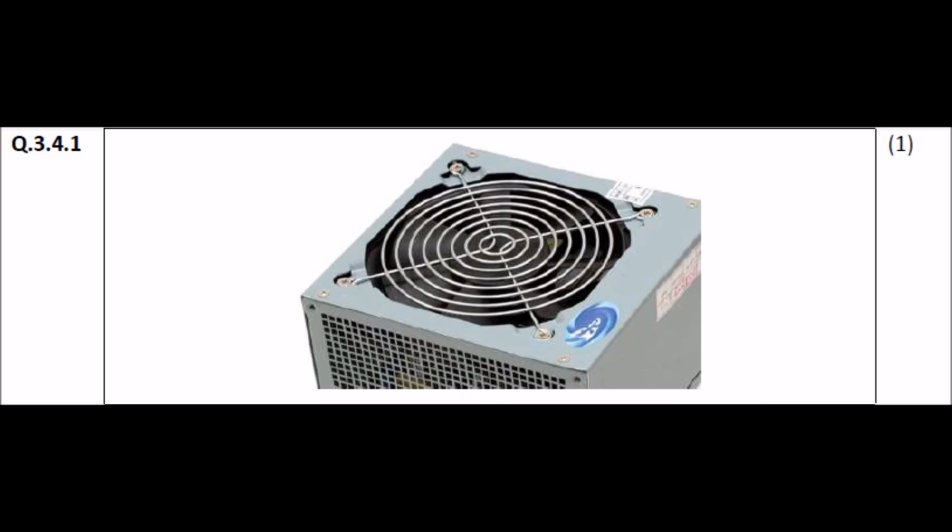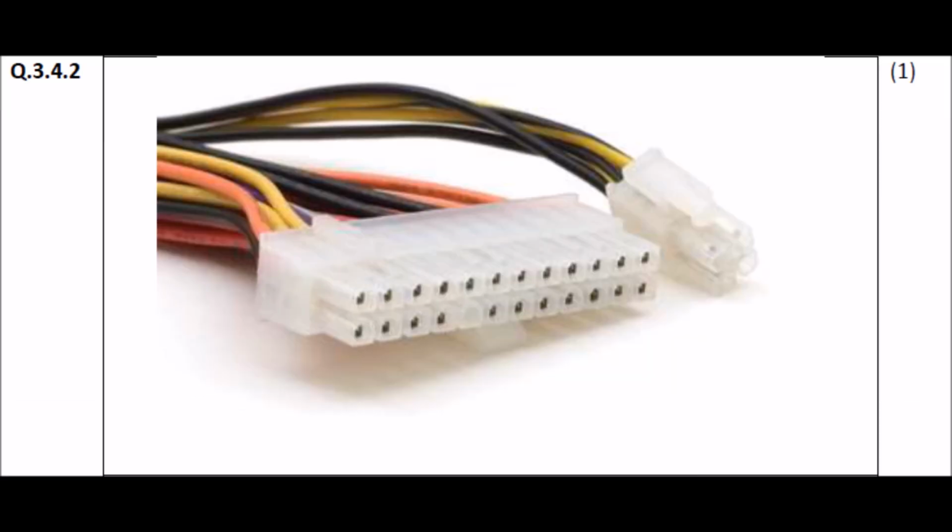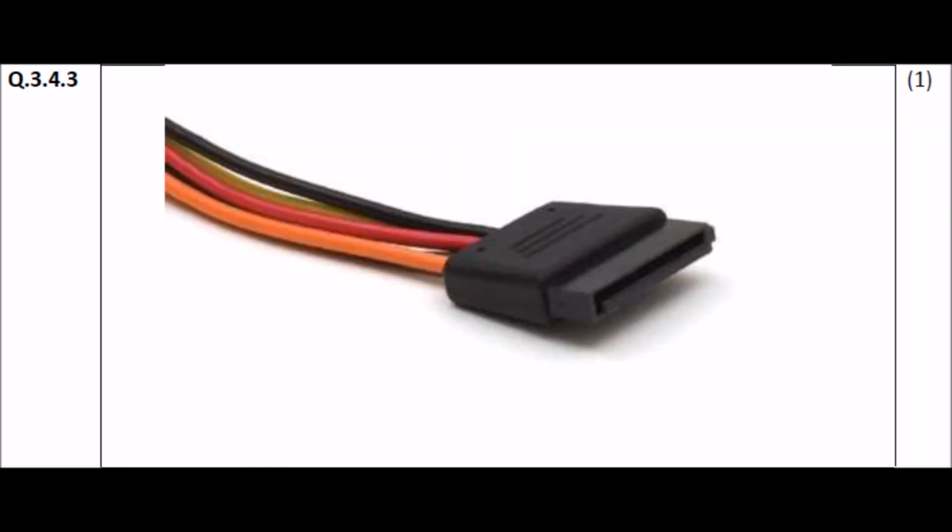And then 3.4 there is now looking at identifying certain components that are associated with your computer system. The first one there is your PSU fan, not your CPU. So that's your power supply unit fan. That's so you've got one marker piece just for identification there. 3.4.2 is going to be your motherboard connector, 24 pin in essence, so the motherboard power connector.